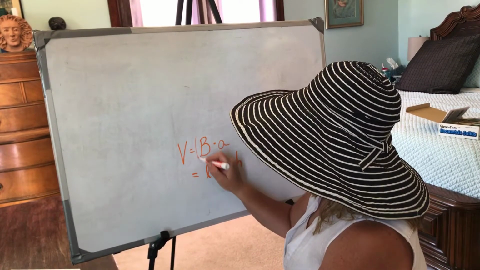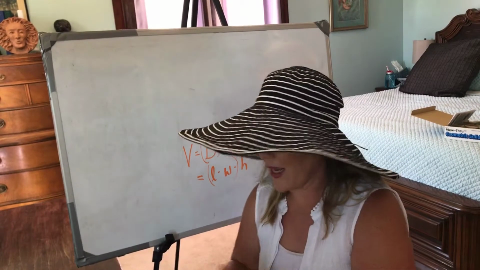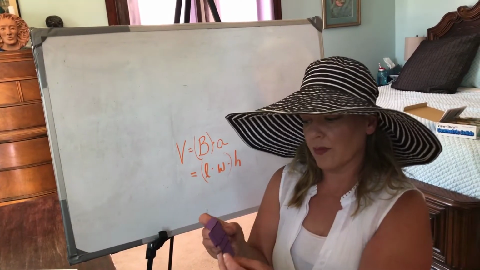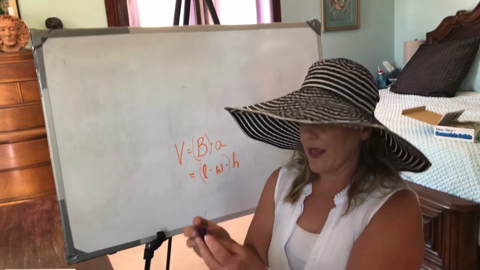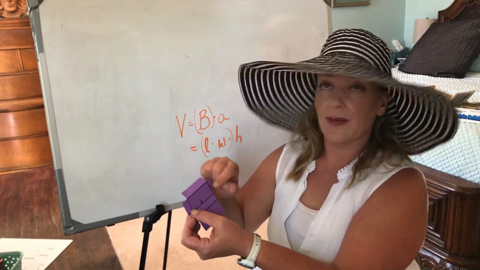And the base, or this area of the base, is right here. So again, you just take all 3 of these measurements and multiply them by each other to get the entire volume. You take the length times the width times the height.